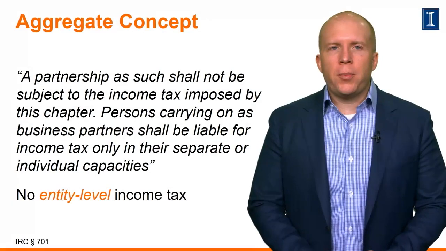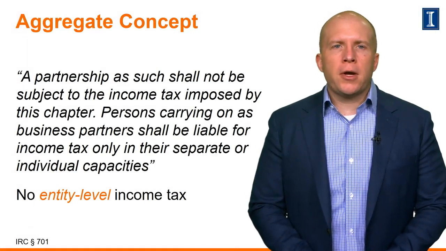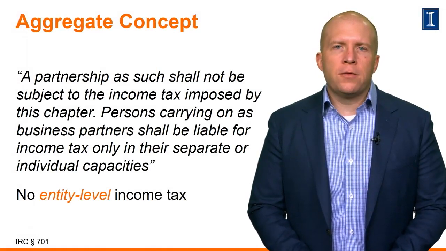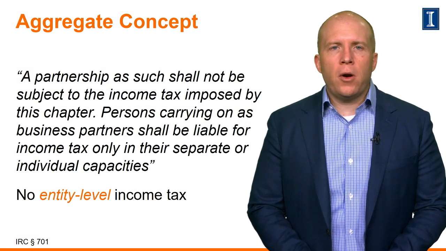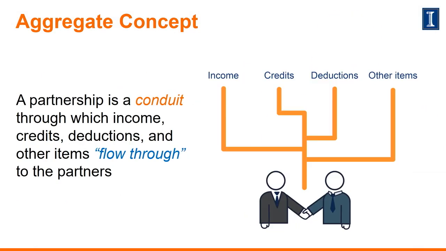Recall that the tax treatment of partnerships and partners stems from both the aggregate and entity legal concepts. For instance, Section 701 follows the aggregate approach by providing that a partnership is not a taxable entity. Instead, it is treated as a conduit through which income, deductions, credits, and other items flow through to the partners, who separately report their distributive shares of such items.